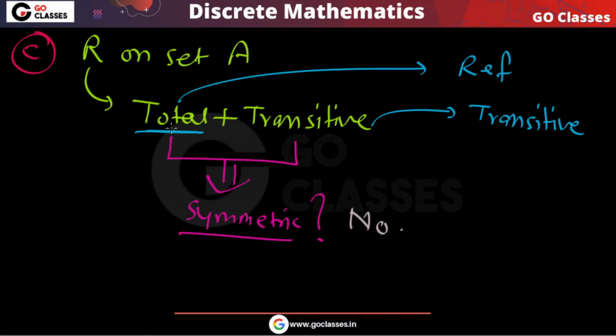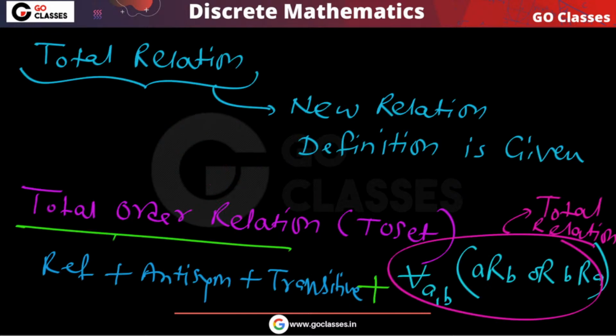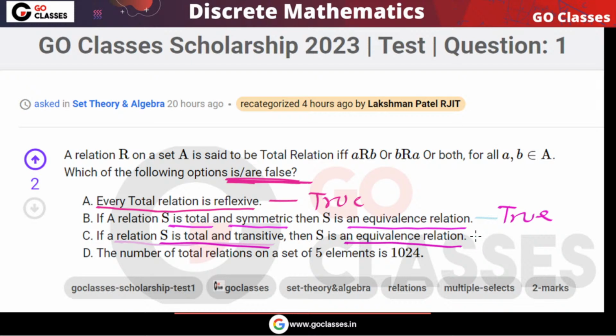Yes or no? So total plus transitive does not imply symmetric. Remember, total implies reflexive, and transitive implies transitive, but total plus transitive does not imply symmetric. So finally I can say this statement is false, and the question is asking for the false statement, so this is correct. Option C. Let's see the next.